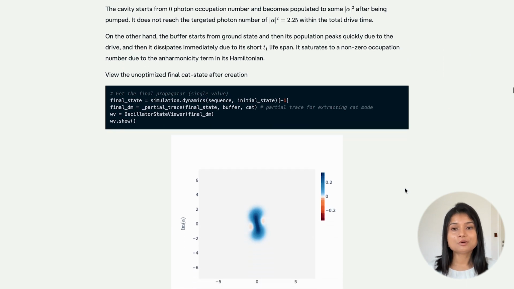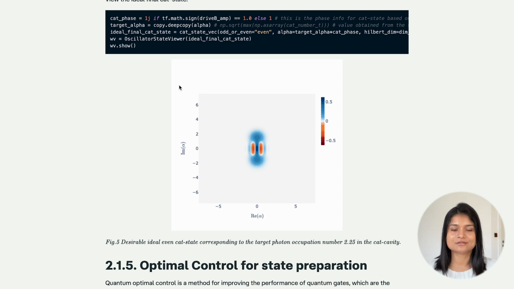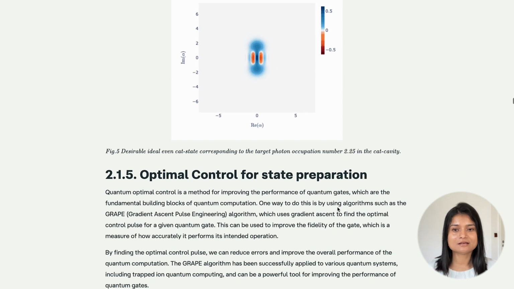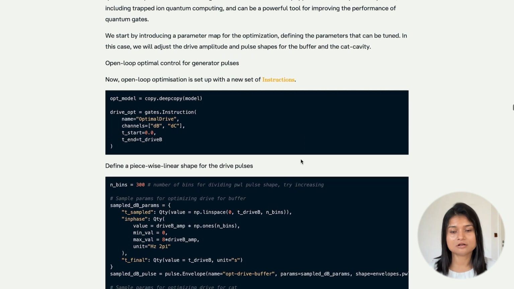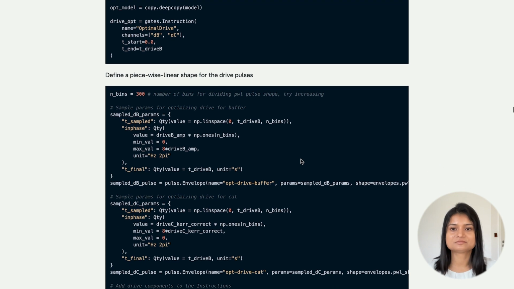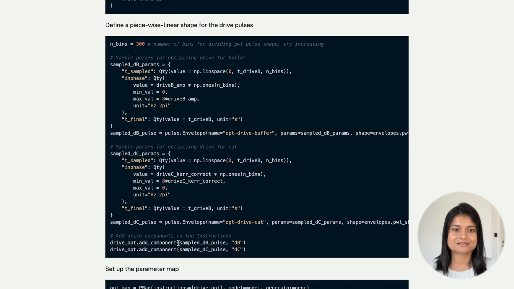So to start the open loop optimal control process, we now visualize how an ideal even cat state should look in the Wigner phase space for a given target photon number. Next, we will use the industry standard GRAPE optimization method, which stands for Gradient Ascent Pulse Engineering. For this, we define a new drive instruction with the PWL pulse, a piecewise linear pulse envelope, connected to the buffer and the cavity drives, which can be optimized for achieving the target cat state.